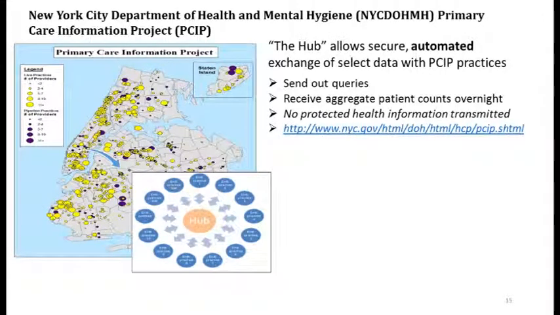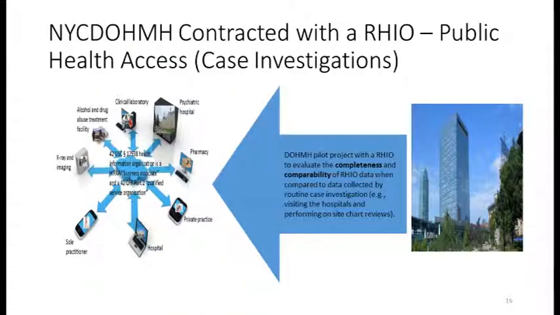On the next slide, there's something called the Primary Care Information Project, which is another project that New York City has with HealthX to use information for public health purposes. On the next slide is just another example of the New York City Department of Health and Mental Hygiene accessing information for public health purposes.